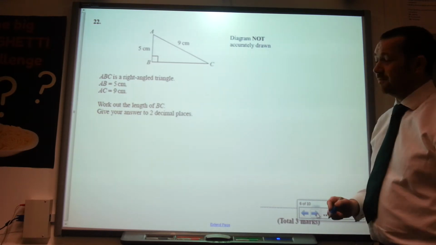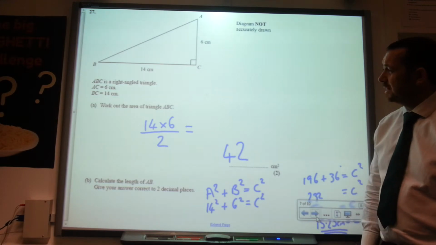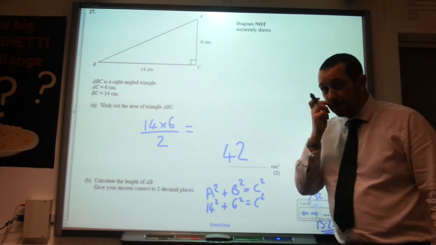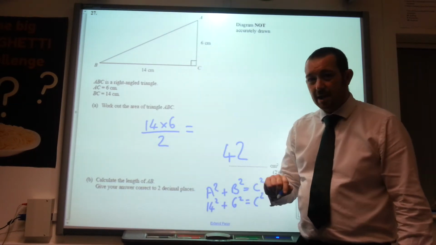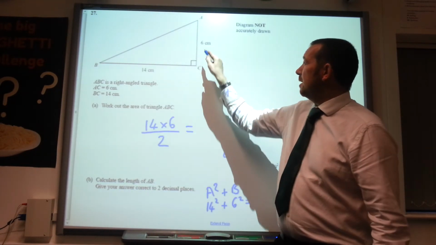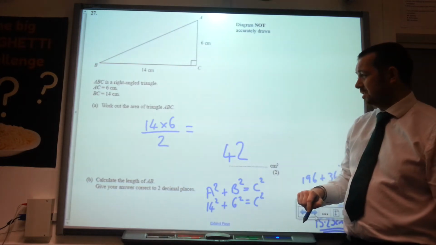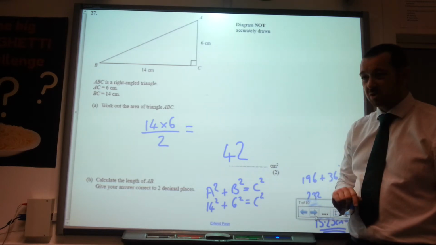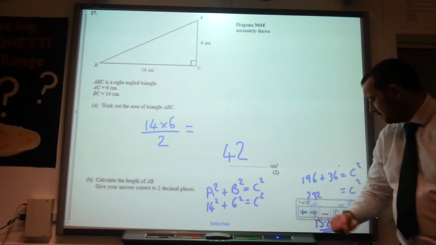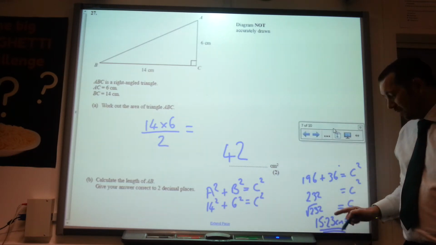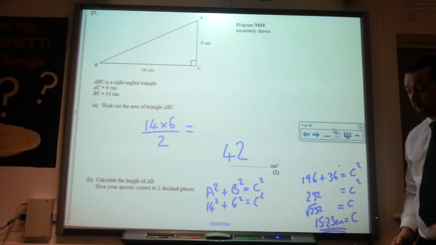Okay, so let's have a look at some answers. Right, so here's the first question that you did. Now, if you're not sure about this, you really need to fix this into your head. The area of a triangle ABC. To find out the area of a triangle, we do base times the height, and then we divide by 2. So in this situation, it's going to be 42 centimetres squared. Calculate the length of OB. So we use Pythagoras' theorem, and I hope that you've got the answer of 15.23 for that one.